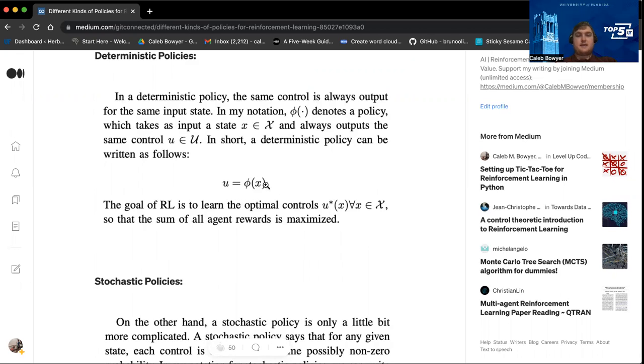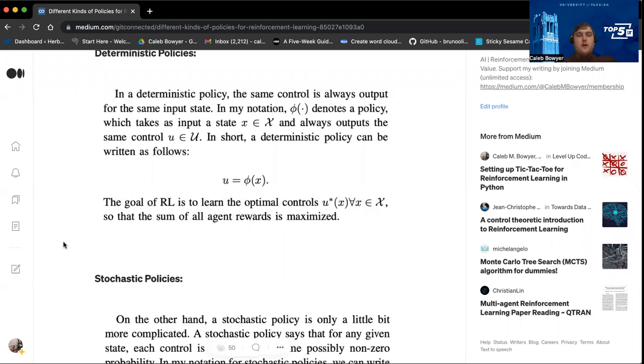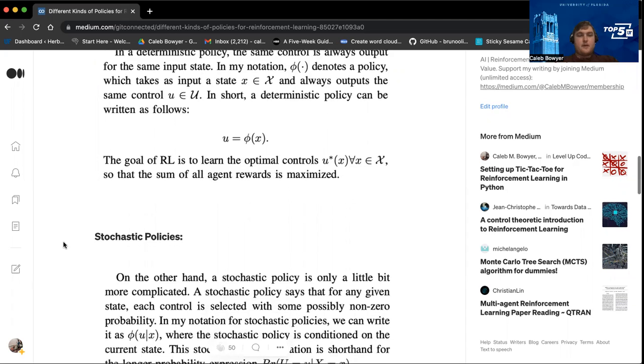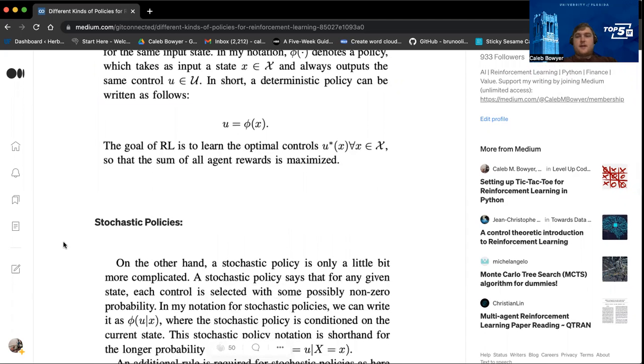So phi takes in a state and outputs the control U that the agent will use to influence the next state. The goal of RL is to learn the optimal controls U star of X for all X in the state space so that the sum of all agent rewards is maximized. And stated differently, we want to find what is that optimal policy, and RL algorithms are created to do such a task.